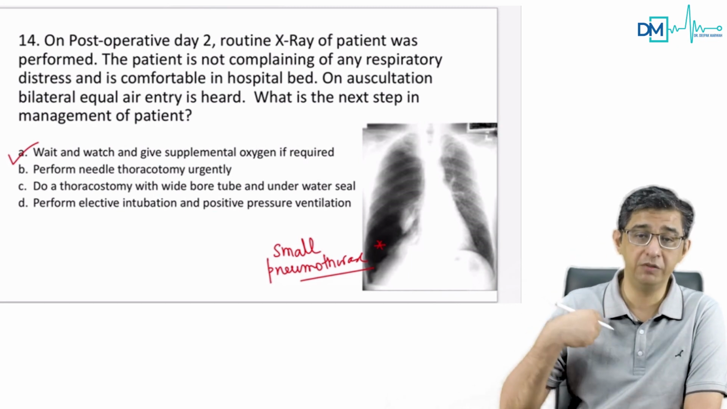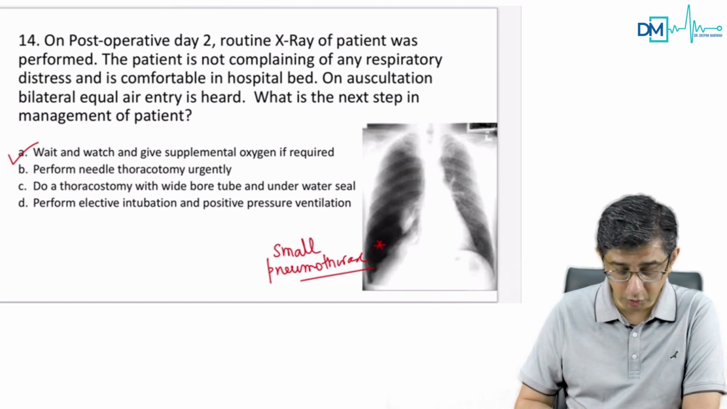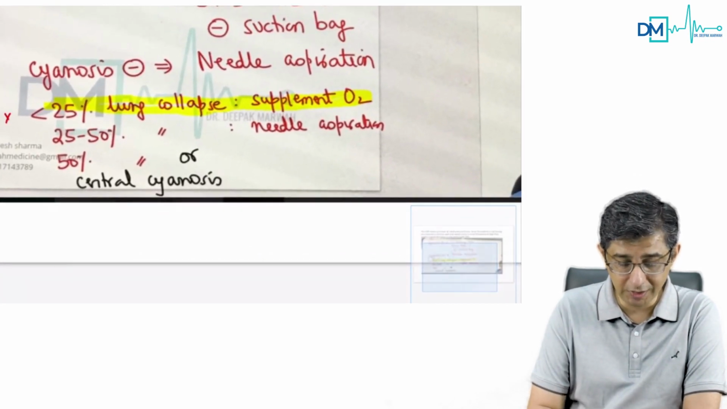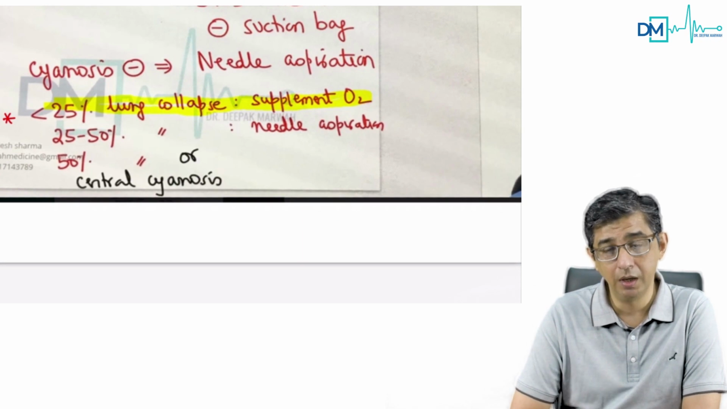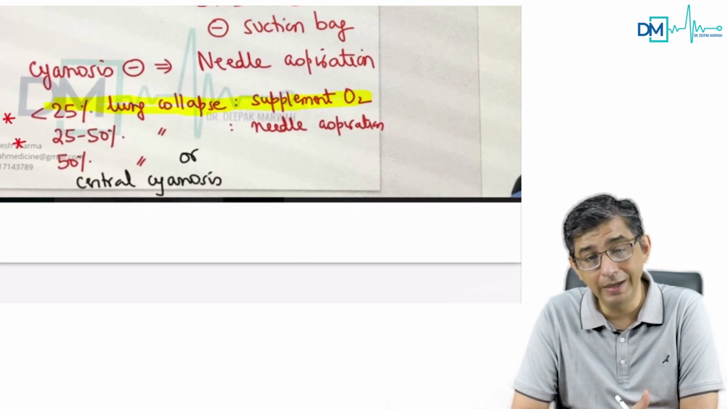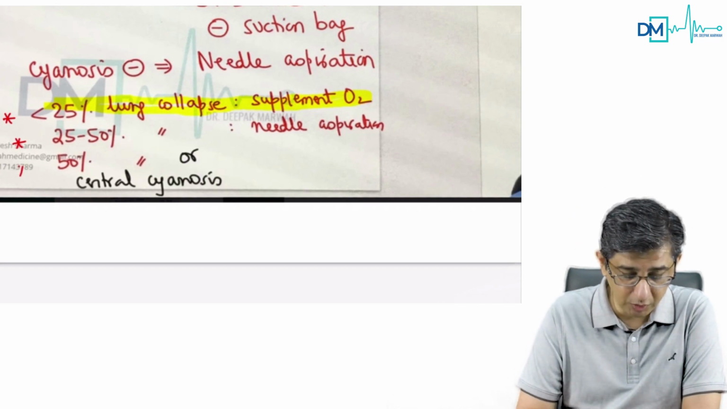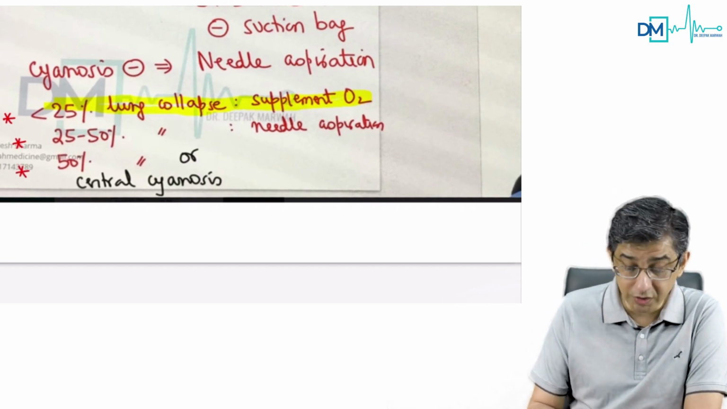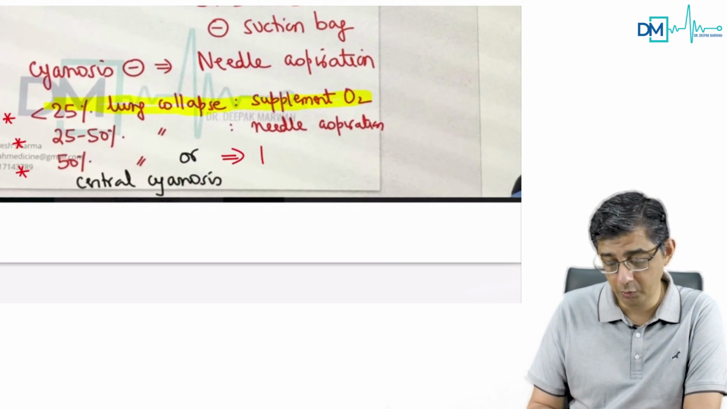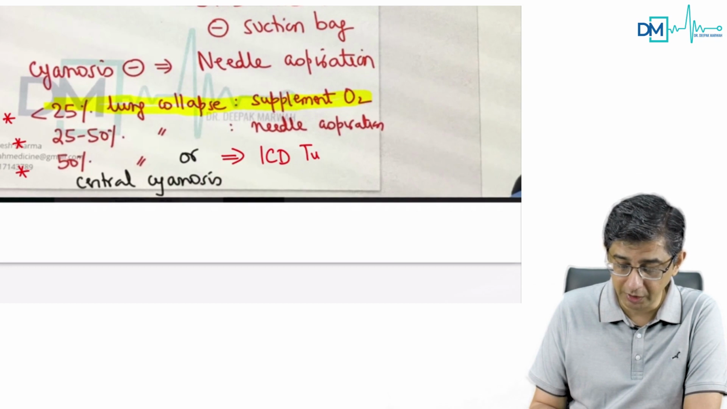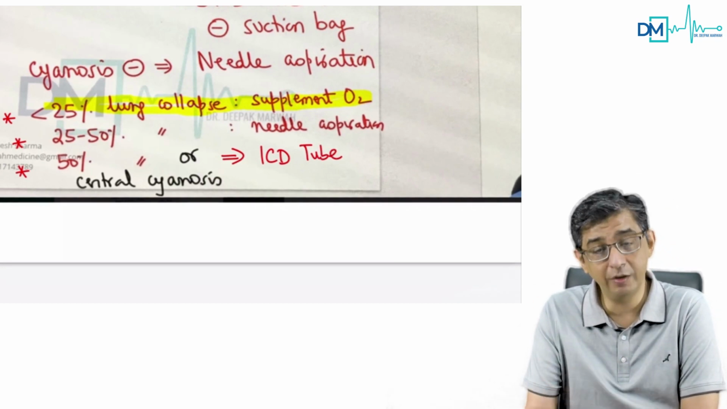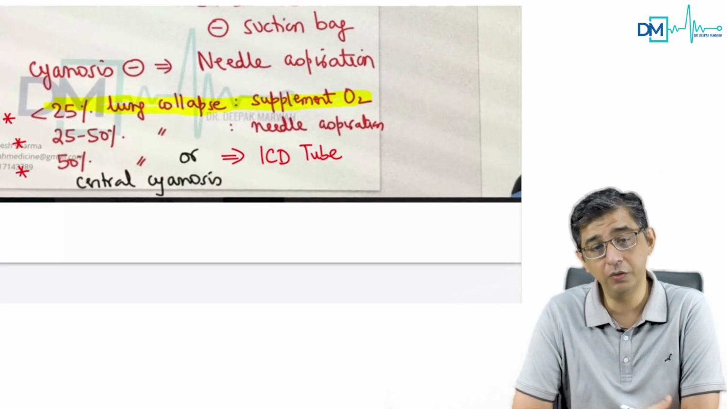Why would you not put a wide bore needle? Why would you not put in a chest tube? I've explained this in the section in the app. I have described that if it is less than 25% lung collapse, you would just give supplemental oxygen. If it's a 25 to 50% collapse, needle aspiration. And if it's 50% or more, or there is central cyanosis, either of the two, then you will straight away go in for a chest tube. You would be putting an intercostal drainage tube in the patient. That is a chest tube that would be put in the fifth intercostal space in the anterior axillary or mid axillary line, in the triangle of safety.